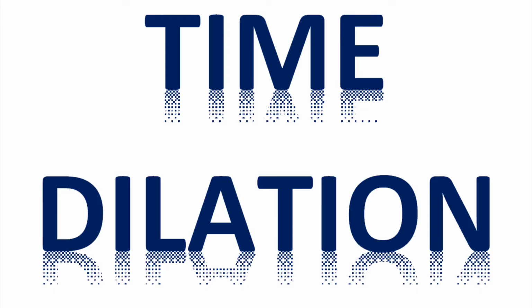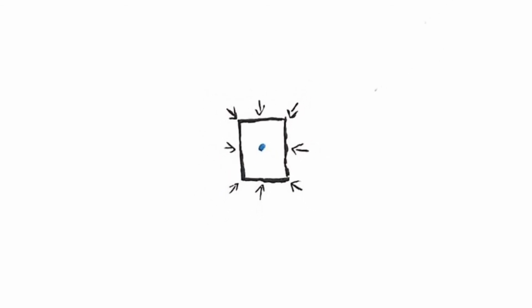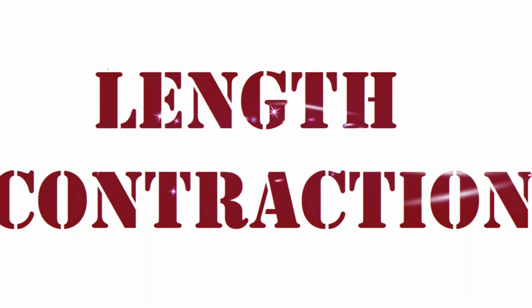But there's more. Not only does time slow down for the moving light clock, but the moving light clock also becomes smaller. So the distance decreases. This is called length contraction. Now, let's talk about general relativity.